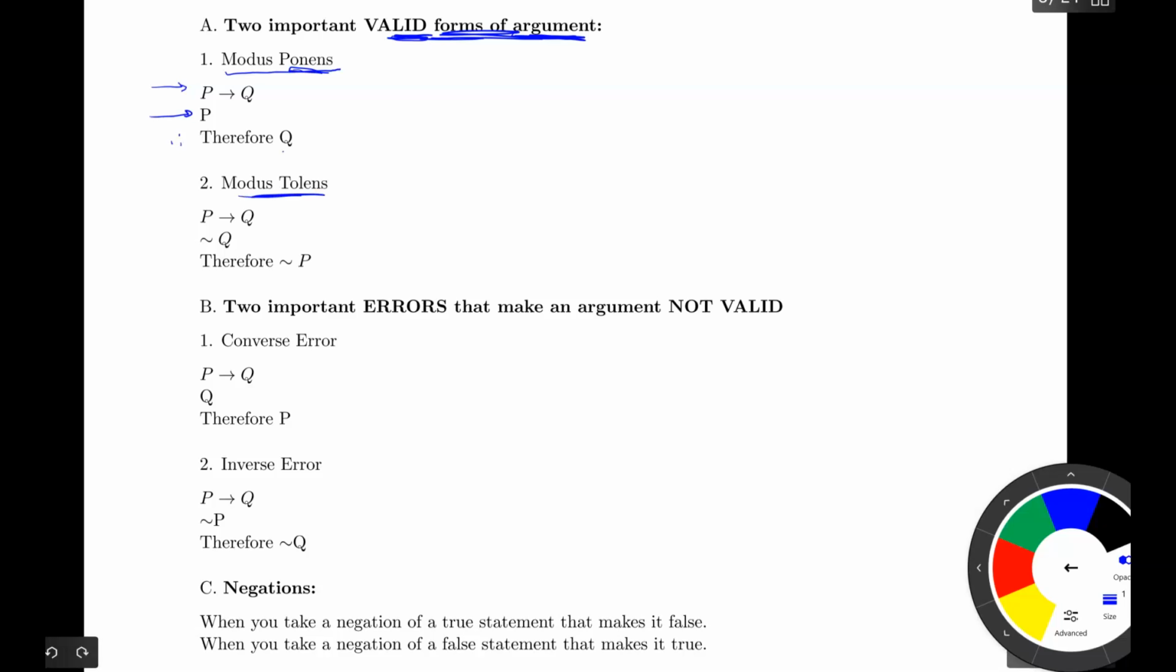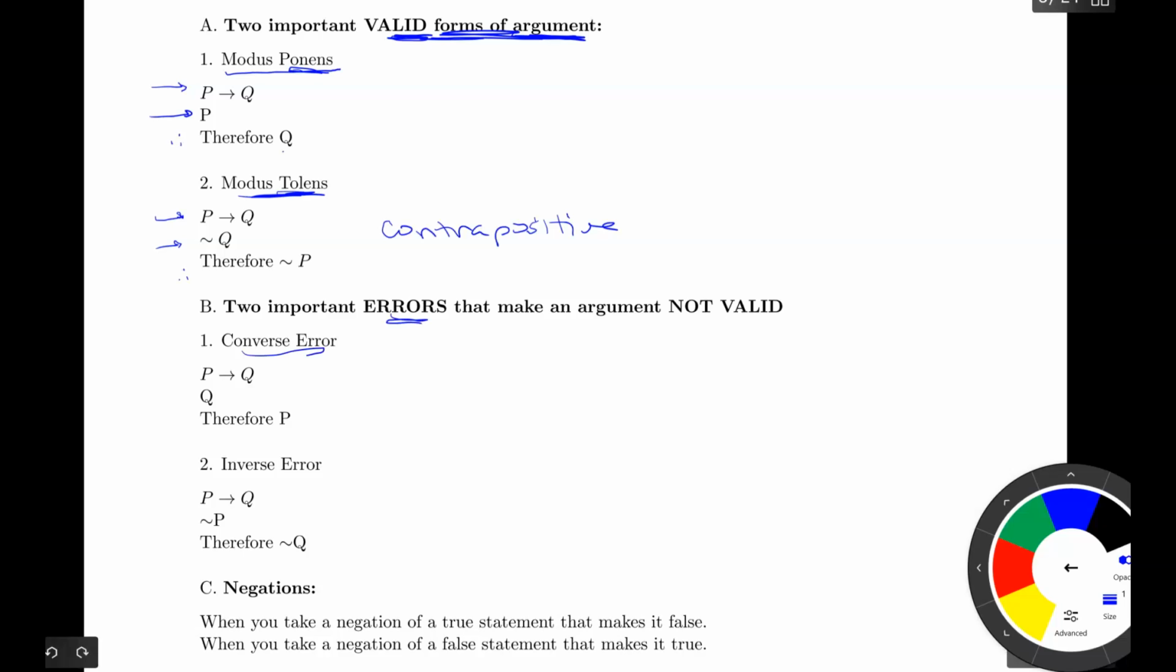The other one's called modus tollens. So this is the premise and this is the premise. If P then Q, not Q, therefore not P. You probably recognize this as contrapositive. And you know that's logically equivalent and that's valid. So modus tollens is working the argument, the conditional, through contrapositive.